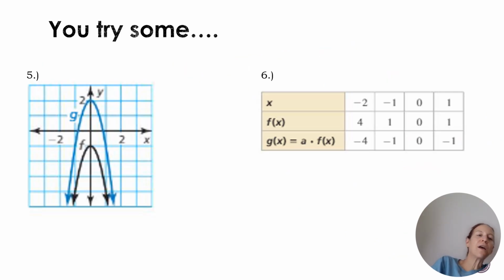All right, so you try some. Pause the video right here and go ahead and try some. Just write down what the transformations are.